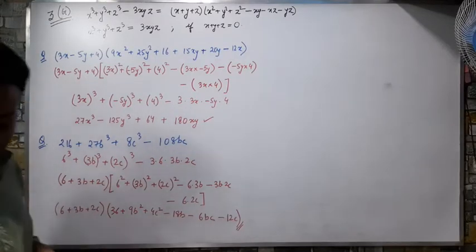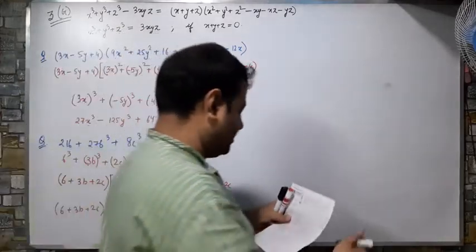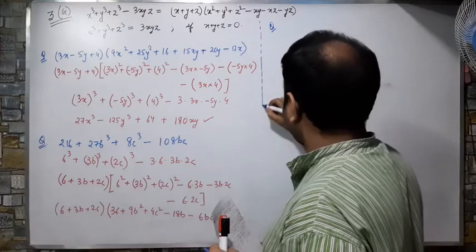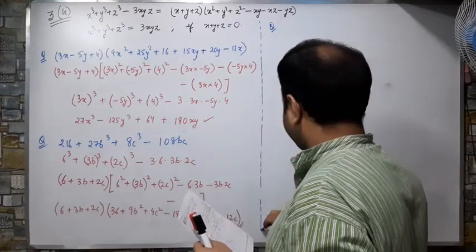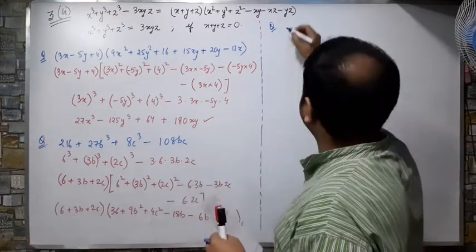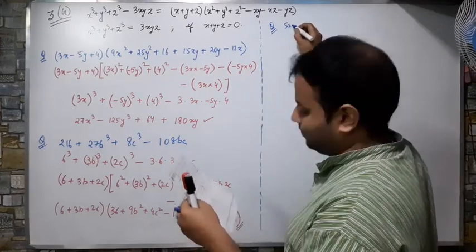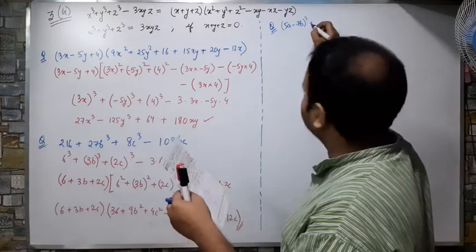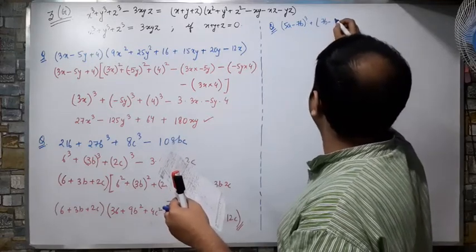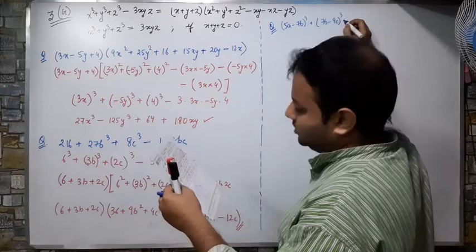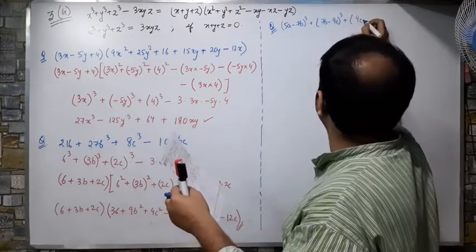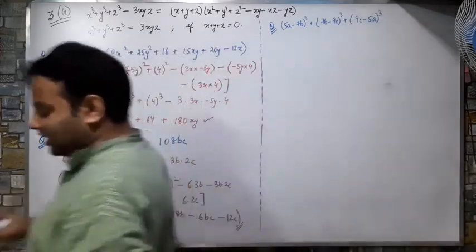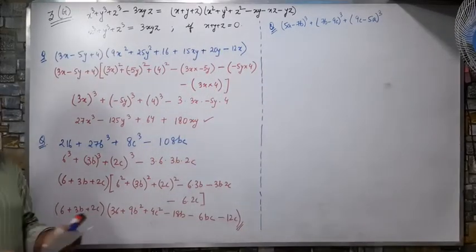Okay, now the next question. The question is 5a minus 7b whole cube plus 7b minus 9c whole cube plus 9c minus 5a whole cube, and nothing else is given. Only the terms are in cube and no other terms are given.